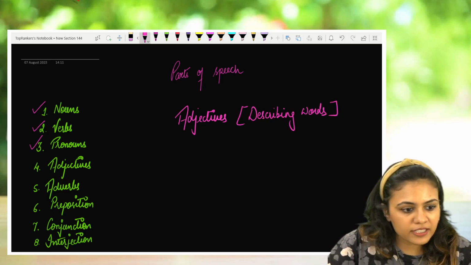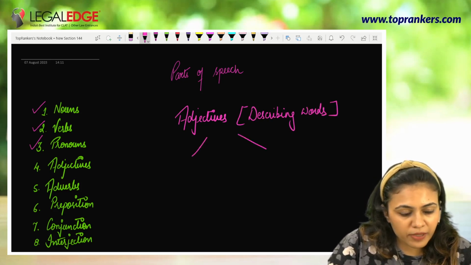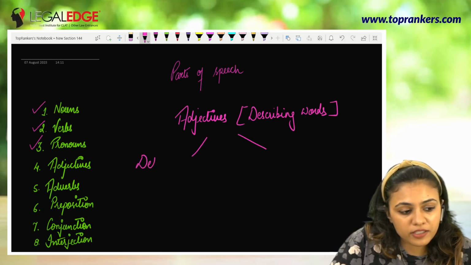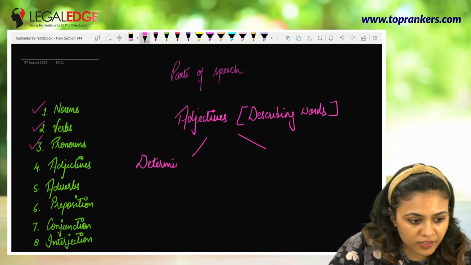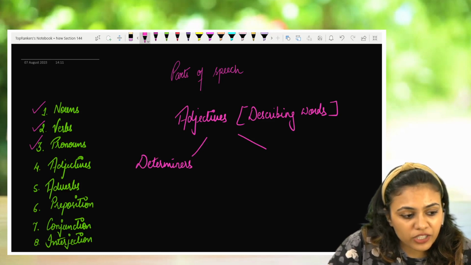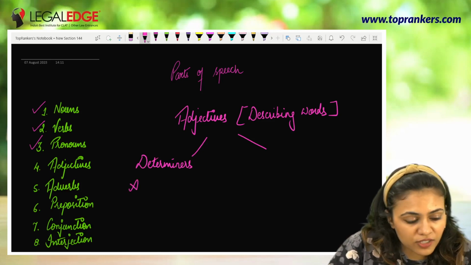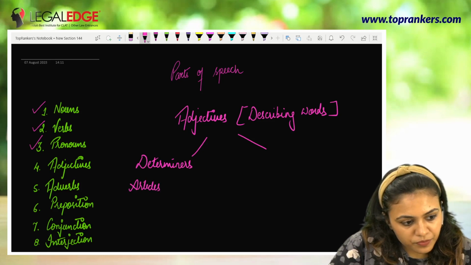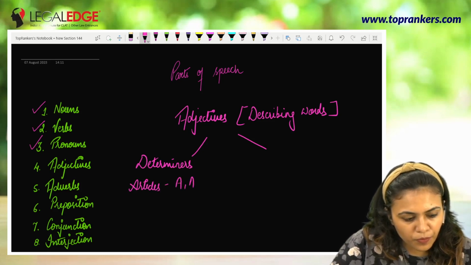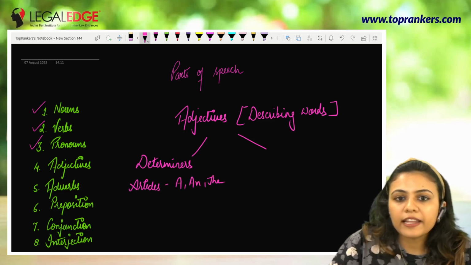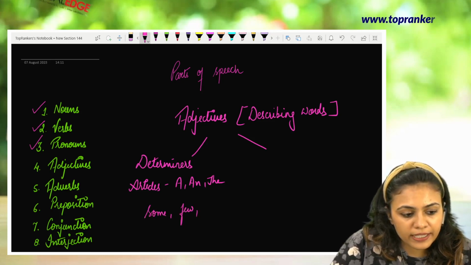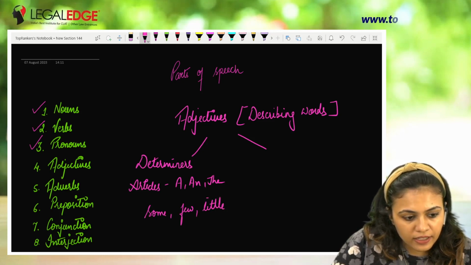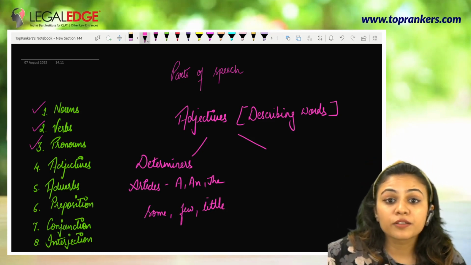Now, the thing is, it's divided into two categories. One of them is describing words, another one is determiners. Because many of you might have already been taught that articles are also a part of adjectives, right? So, determiners actually is the category in which articles fall. Then there are words such as some, few, little, they are also known as determiners, right?